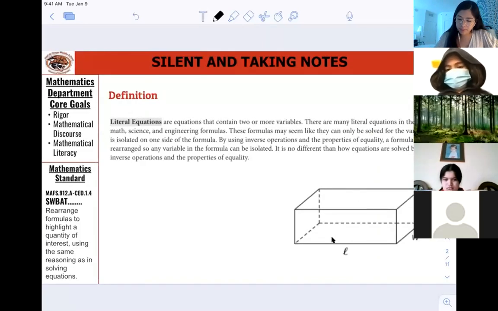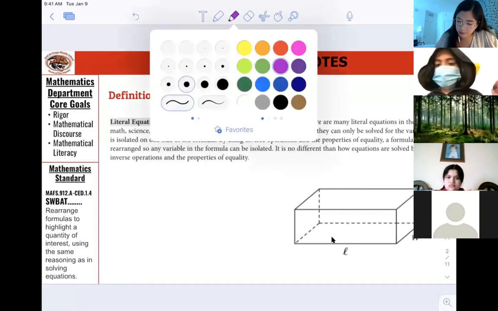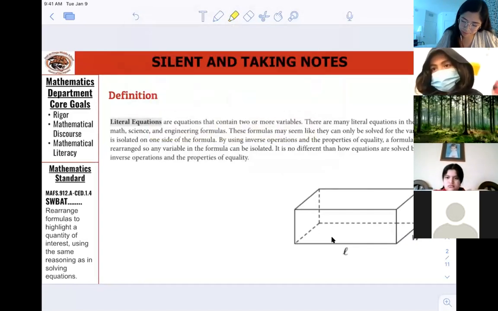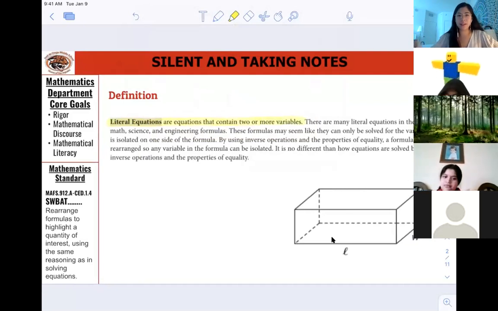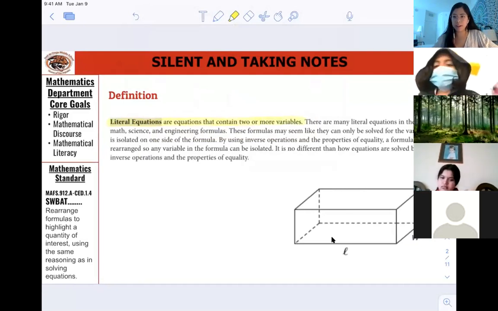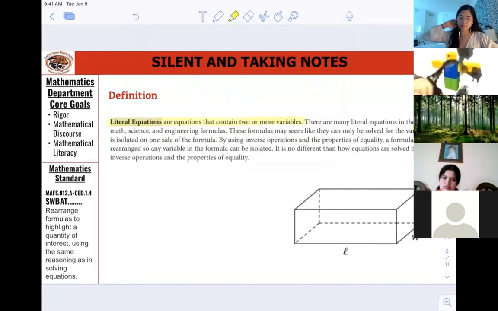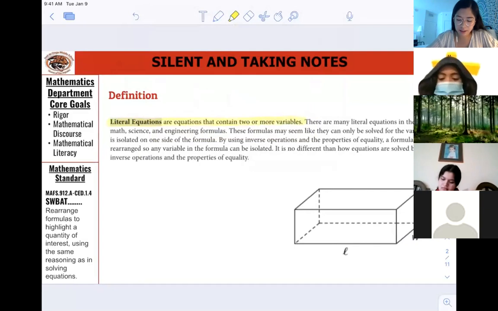So we have one definition to write down, but you're not going to write down this whole entire thing. You're just going to write down the first sentence. And while you guys write this down, I'm going to go ahead and read this whole paragraph because there's a lot. So, literal equations are equations that contain 2 or more variables.